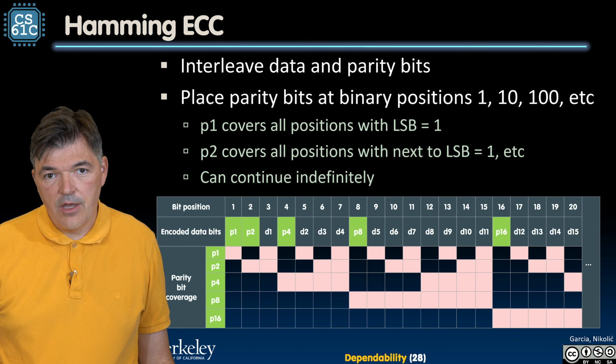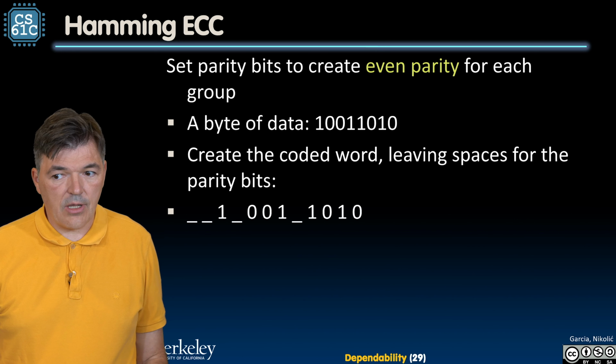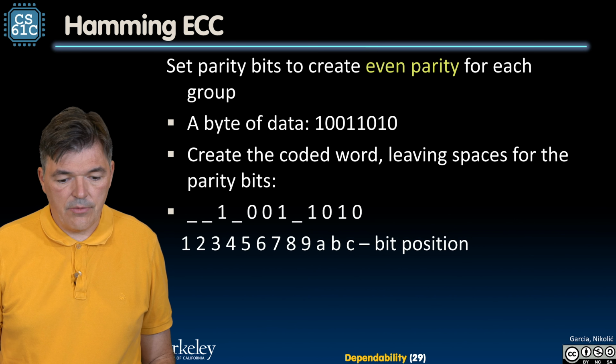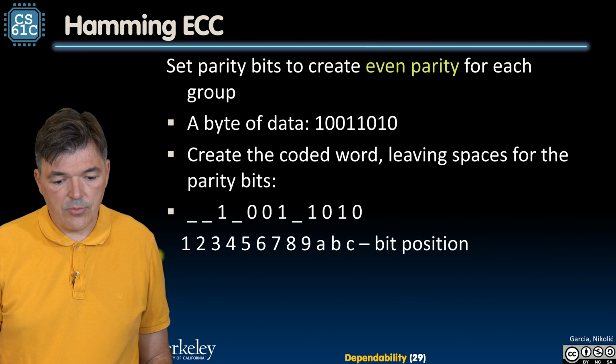So we are going to generate these parity bits to create even parity for each group. Let's say that we would like to encode a byte of data. There are 8 bits in this word here. So we are going to create a coded word by placing the data bits where they should be, and then we leave those spaces for our calculated parity bits. So these parity bits should be placed in their appropriate bit positions. So the first parity bit goes into bit position 1. So let's calculate and let's go through that example.